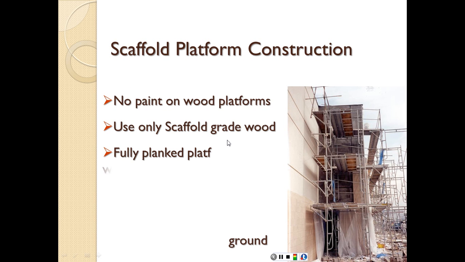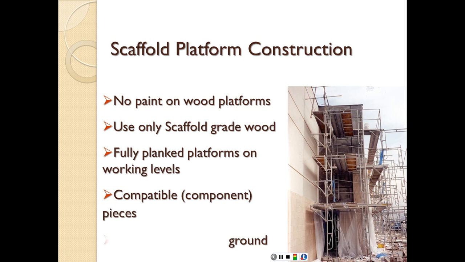Remember what we talked about in ladders. If you have a wooden ladder, you shouldn't paint it or apply dark varnish, for example, to it, because that might conceal some of the defects and some of the cracks. Same thing applies here to scaffolds. No paint on wood platforms, because that might cover and hide some of the cracks. Use only scaffold grade wood, and that's going to have a certification or a stamp on it.